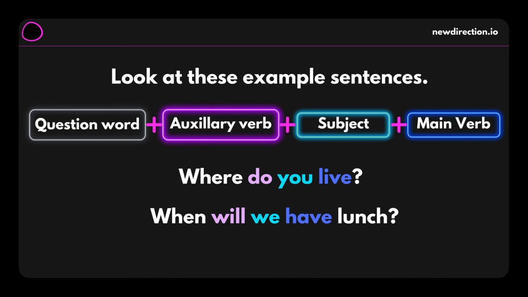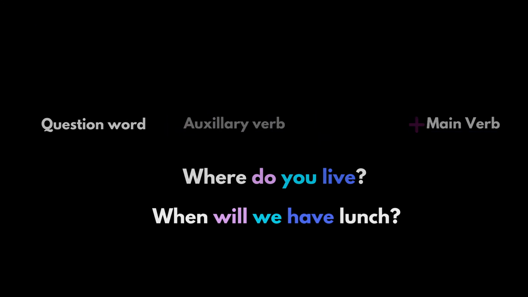Here are some examples. Where do you live? When will we have lunch? These questions start with the question words, then followed by the auxiliary verb. We have do and will, and the subject plus the main verb. And again, both of these sentences end with a question mark.